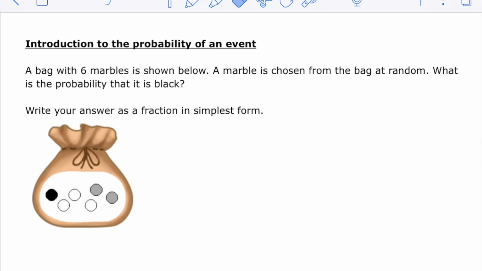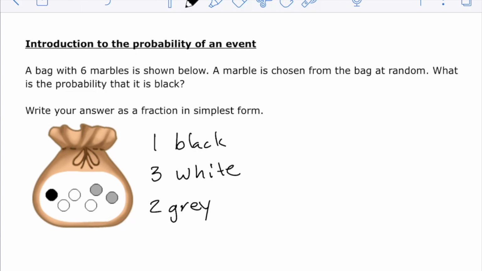Just by looking at the bag, I'm going to write down what I can see, and what I can see in the bag is that we have 1 black marble, 3 white, and 2 gray. Okay, now that we have that figured out, we're also going to write down that I can tell that there are 6 total marbles in the bag.